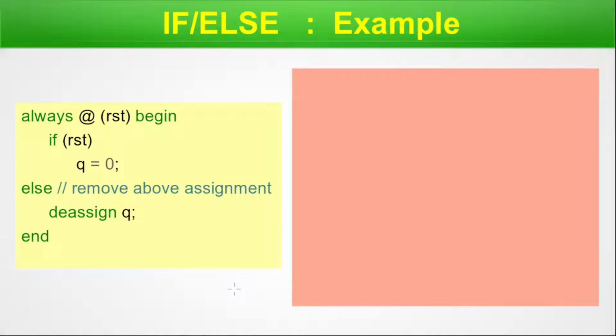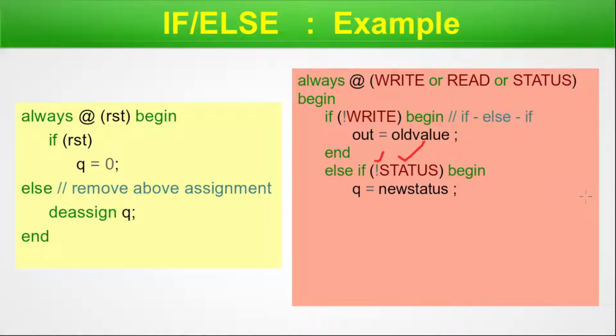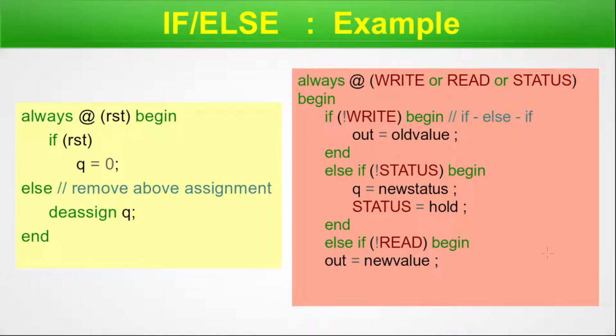We go for the next example here in the same slide. Always at the rate, the sensitive variables are write, read or status. If either of these three changes, the always block will execute. So we begin the always block, and there we have if not write. Here you can see there is a bang sign and we begin. So this is the if, out equal to old value and end. Else if not status, that is we have a bang sign here. You can see not status, q equal to new status and status equal to hold, and we end this particular if. Next, else if not read, that is bang read. So we have a bang here. Then we do out equal to new value and end, and we end the entire always block here. This begin and this end are paired.